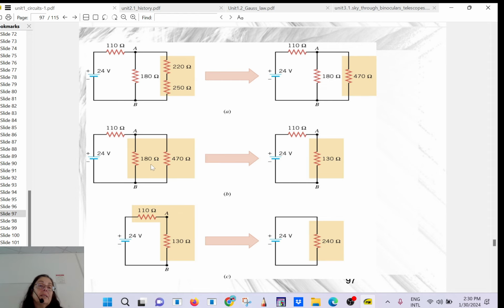So you have 180 and 470 in parallel. So it's going to be 180 to the minus 1 plus 470 to the minus 1, all to the minus 1, right? So you replace that by 130. And then you have 110 and 130, so you have 240. So 240 will be the equivalent resistance. So that's how it's done in your book.